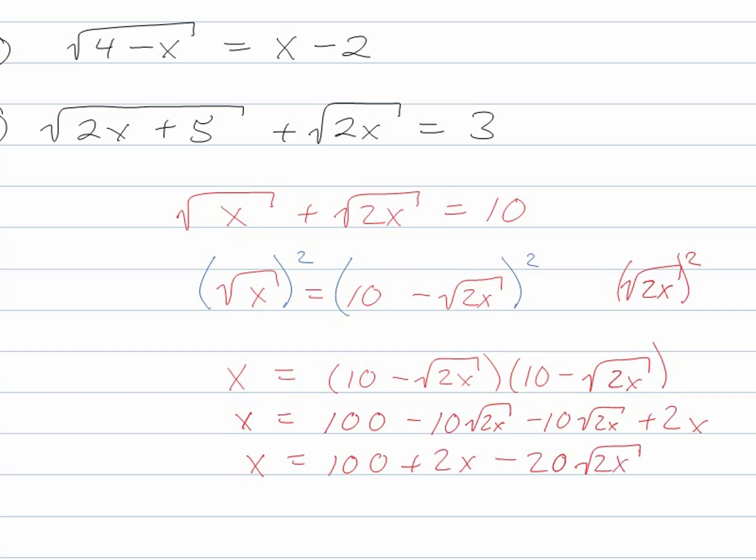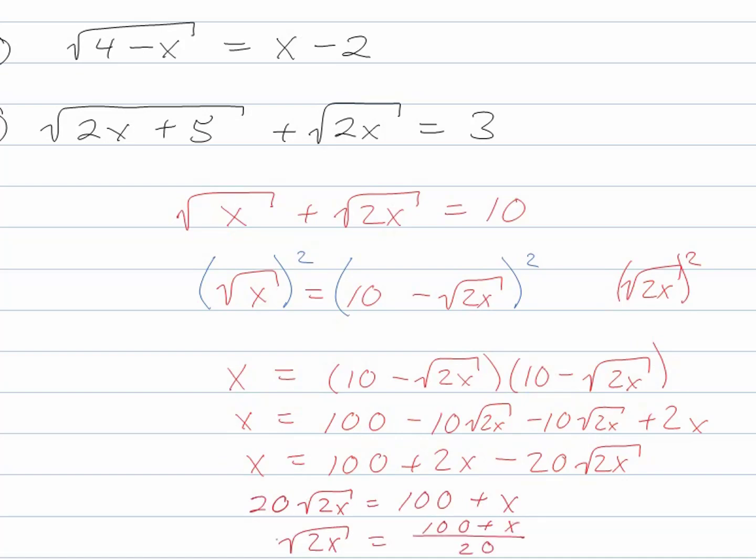Okay, so now I have a problem where I have exactly one square root sign. So now I actually can get that square root by itself. I'm not going to work this out because this is going to give a really horrible answer. But the idea would be that I could manipulate everything and get something along the lines of 20 root 2x equals 100 plus x. So the square root of 2x is equal to (100 plus x) over 20.